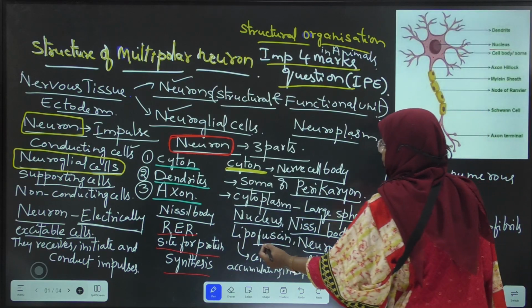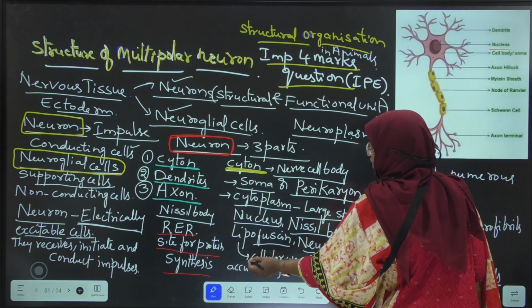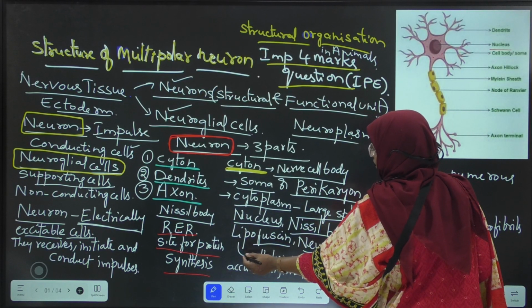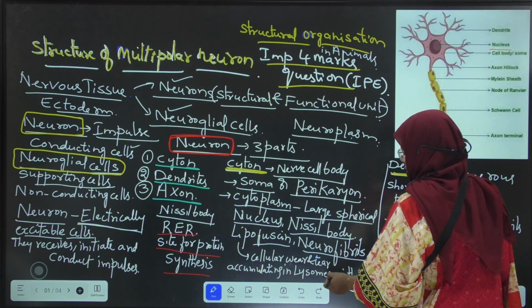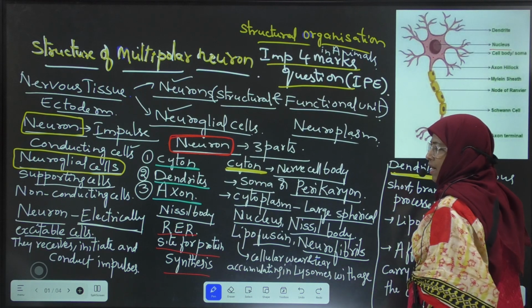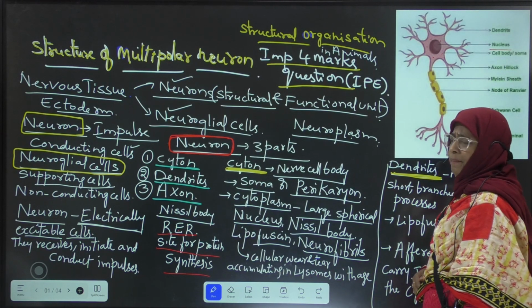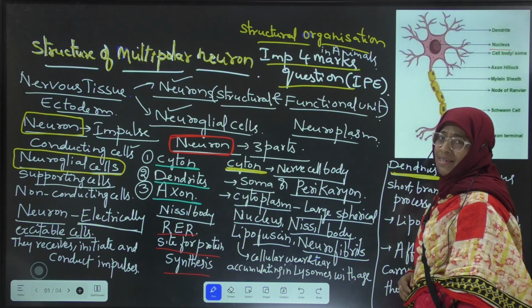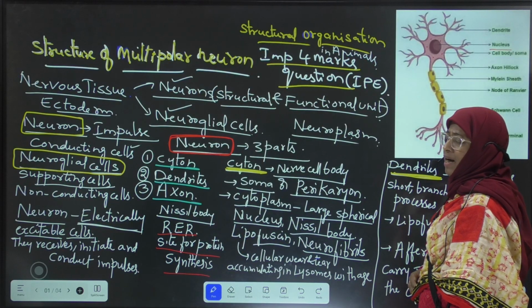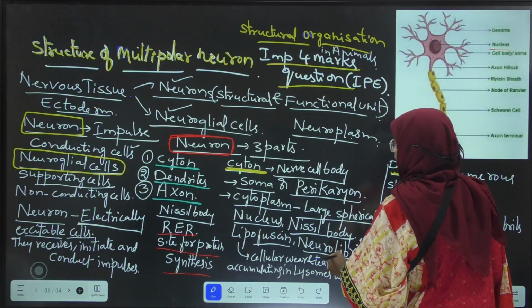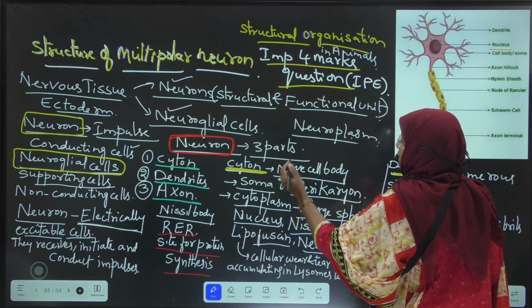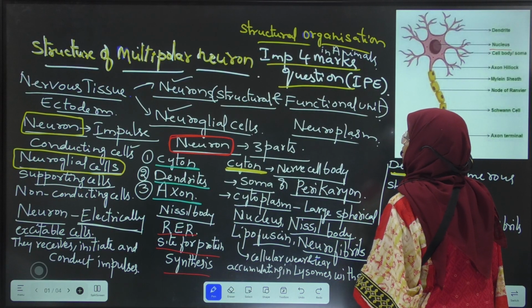Lipofuscin molecules are the products of cellular wear and tear accumulating in lysosomes with age. Lysosomes are suicidal bags in which autolysis of the damaged or outdated cells takes place. And neurofibrils are also present in the cytoplasm of the cyton.